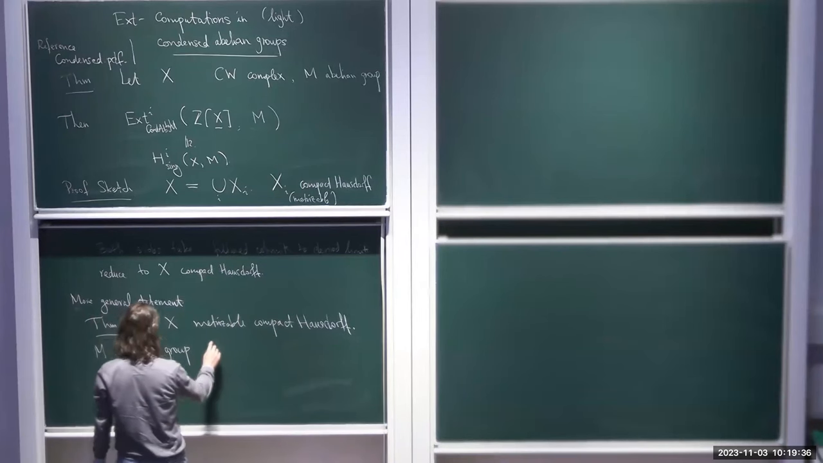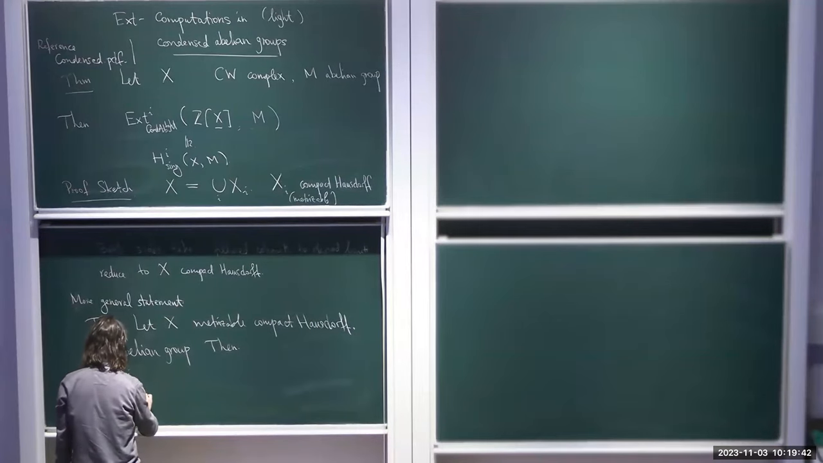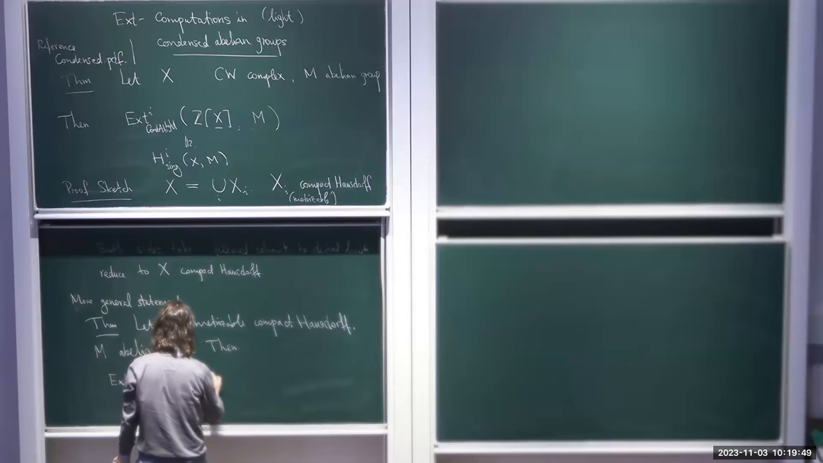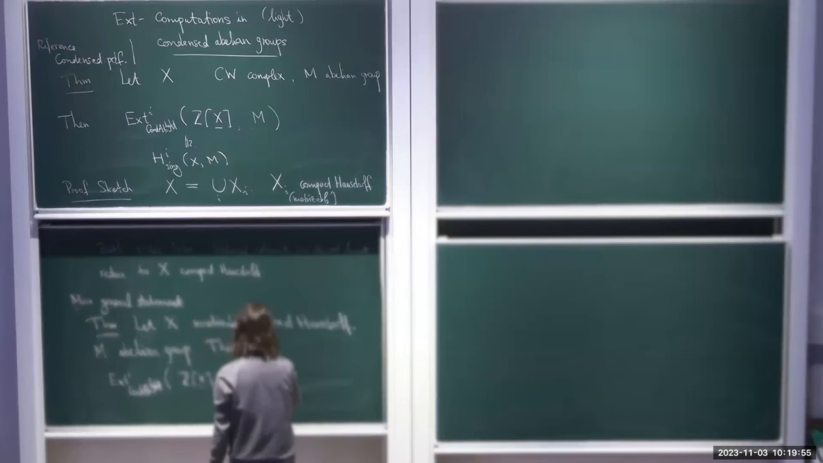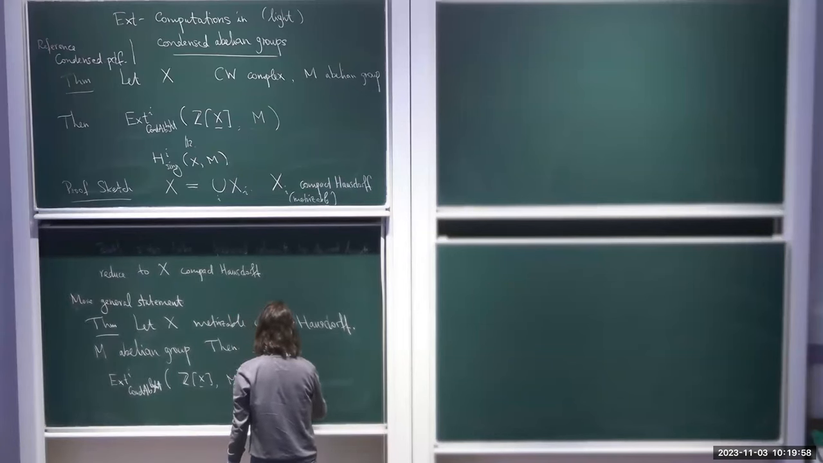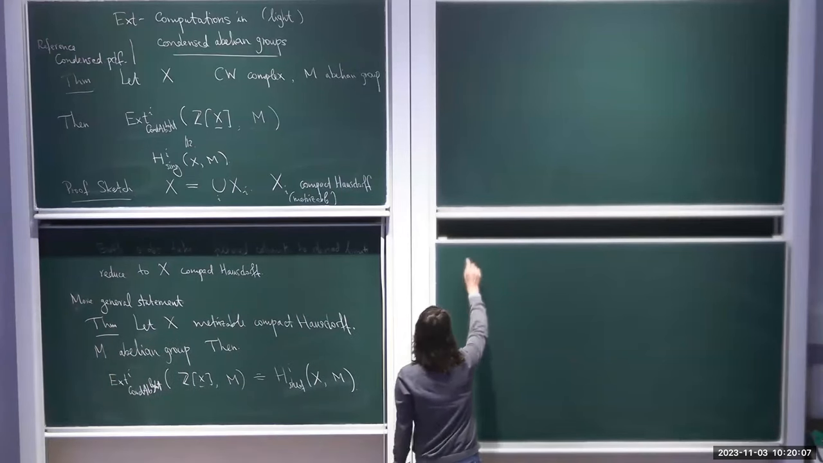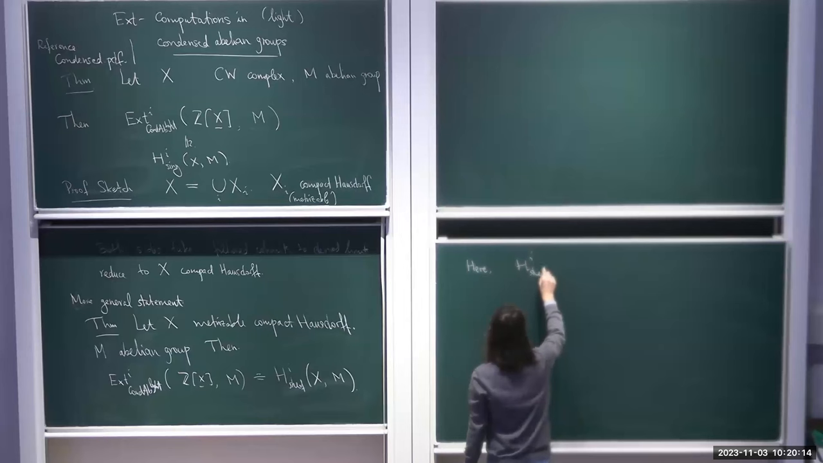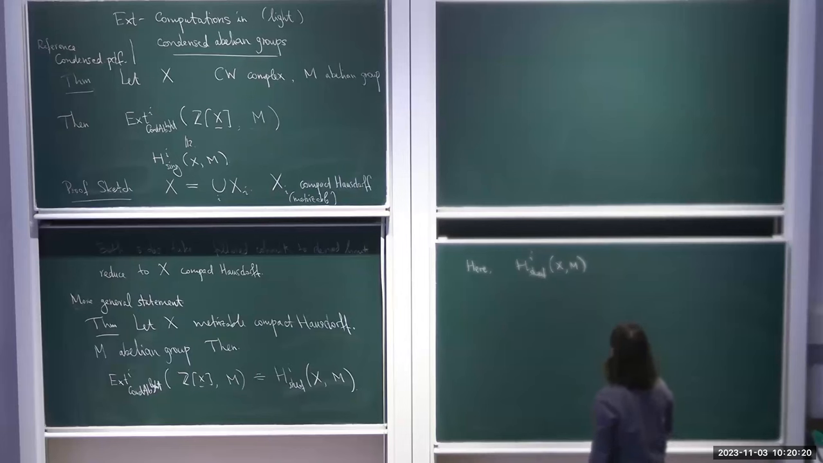Right, so then you still have these Ext groups in condensed abelian groups between the free guy on X and M. It turns out that in this case, you can always compute this as what's known as sheaf cohomology on X with coefficients in M.